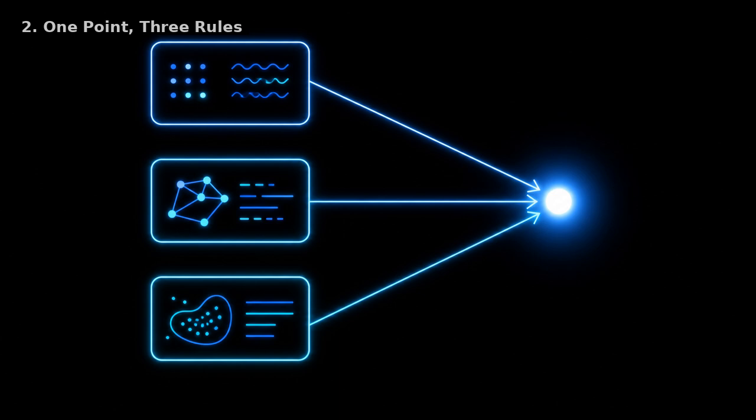Now let's see the rules behind the point. 3 short rules say how the point moves next. Each rule reads the point's 3 numbers. Then it nudges the point a tiny step. 6 fixed numbers shape how hard each nudge pulls.